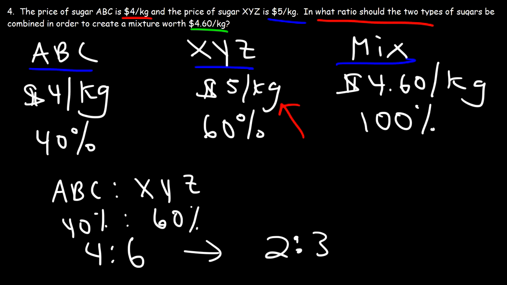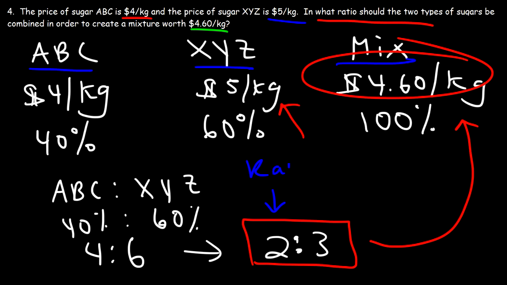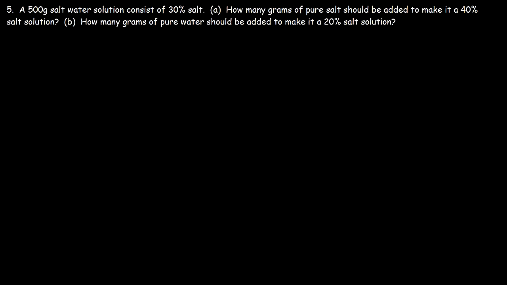So we need to mix 2 parts of sugar ABC with 3 parts of sugar XYZ to get a mixture with a price of $4.60 per kilogram. So this is the ratio that we need. That is the answer.